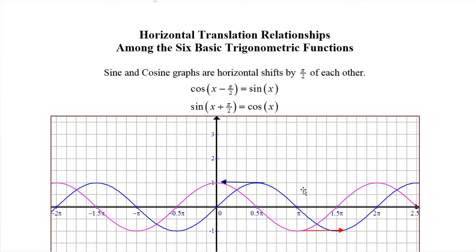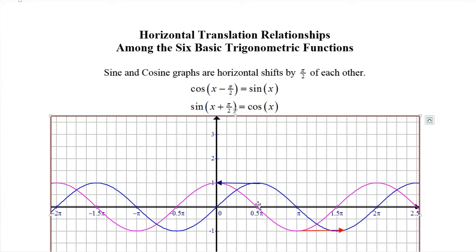Now there are some other interesting relationships among the basic graphs: sine and cosine are just horizontal shifts. Remember, in general, if you replace x by x plus or minus a number, you're just shifting the graph horizontally. So if you shift sine to the left by pi over 2, you'll end up with cosine. You shift to the left by replacing x by x plus pi over 2. So sine of x plus pi over 2 becomes cosine of x.